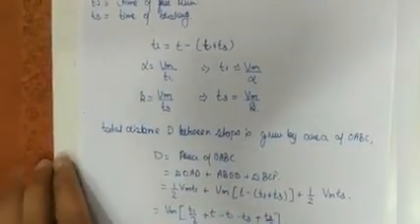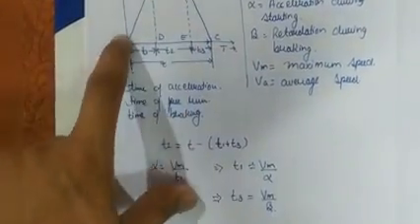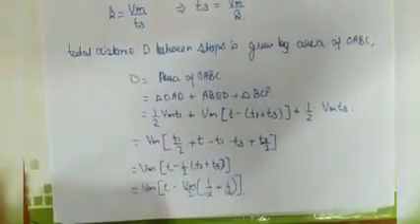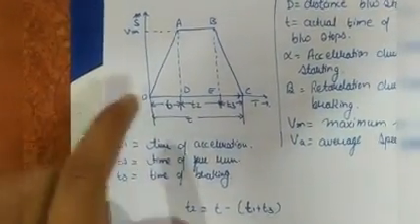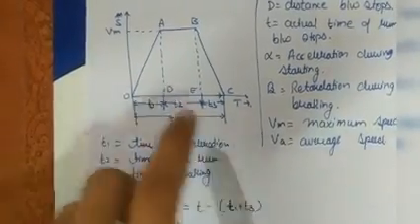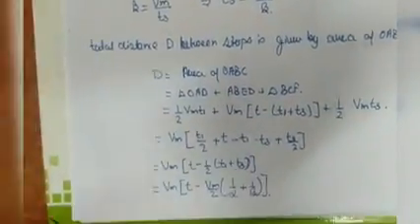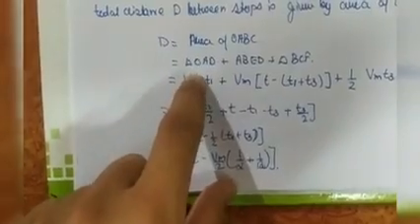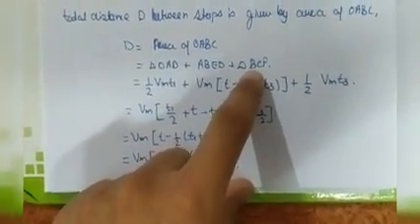Alright, so what I have to find is the total distance in this trapezoidal shape. So total distance D is equal to the area of O, A, B, C, O. This total area is the sum of a rectangle and two triangles. I have mentioned them down here. The first triangle is O, A, D, the second one, the rectangle, is A, B, E, D, and the third is B, C, E.